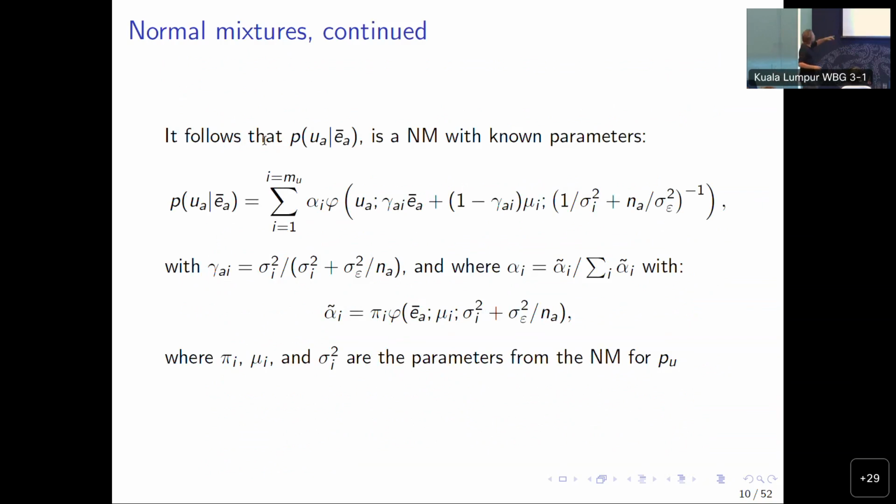This shows you that the probability density function of the area effect UA, conditional on observing the average residual, is also a normal mixture distribution where the mixing probabilities are now alpha i. And these mu i's and sigma i's are the mean and scale parameters of these different mixing component distributions. And then, of course, there is this variable here conditioned on the average residual.